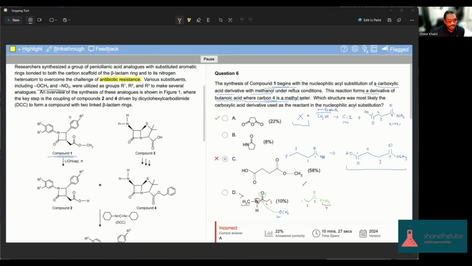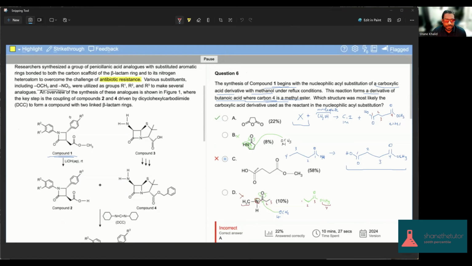Because here I'll draw it. The methanol will attack this, pushing this over here, bringing this back here, and then breaking this bond. And that would result in opening of the ring, but you're still going to have a nitrogen there. And we don't have the nitrogen in the end product that they're telling us. So this should not be it either.